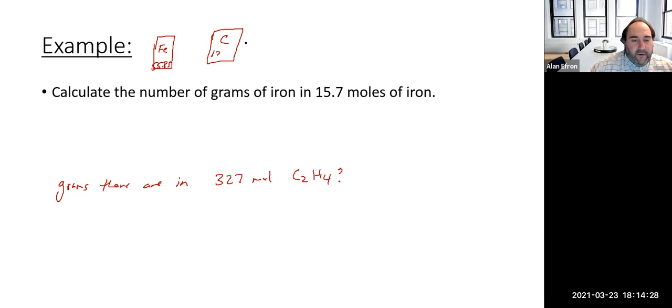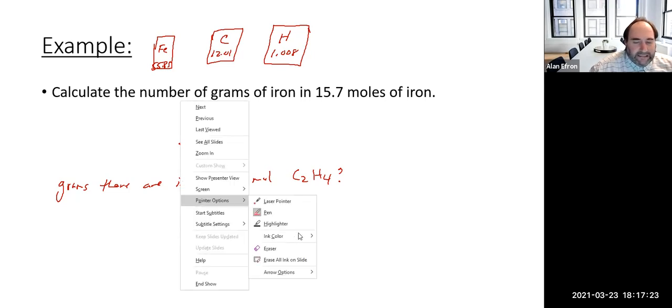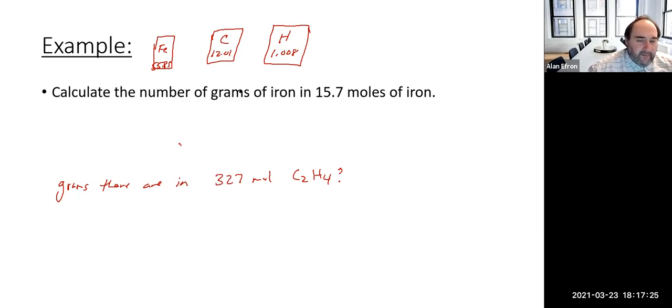Carbon 12.01 and hydrogen 1.008. All right, so take a moment or two and calculate both of those, see what you come up with. They're in 15.7 moles. First off, I am not going to use Avogadro's number here because there's no mention of atoms or molecules. So really, I just need to go from moles to grams. And again, that is the molar mass from the periodic table that's going to do that.